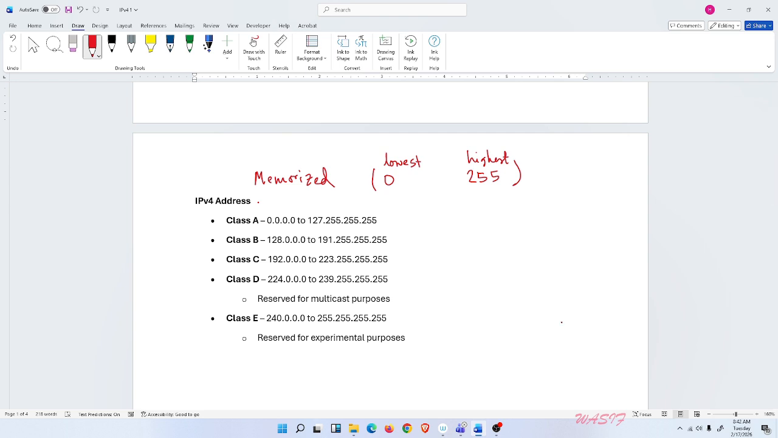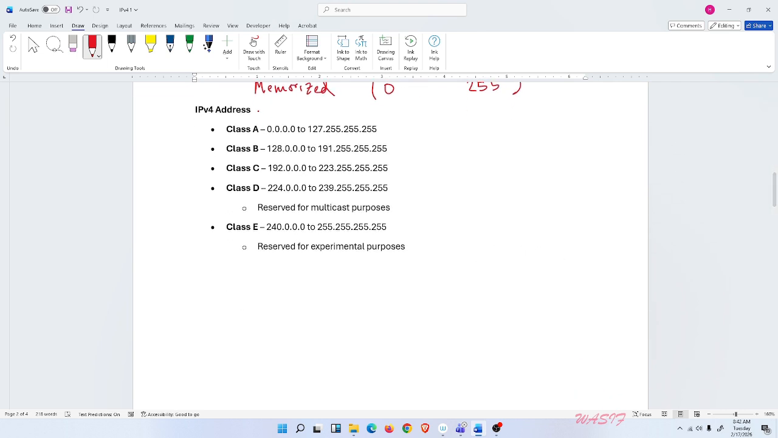If someone gives you an IP address which is more than 255, it's an invalid IP address. Now this is the range for class A: 0.0.0.0 to 127.255.255.255. The starting or the first one is 0.0.0.0, and the last one is 127.255.255.255.